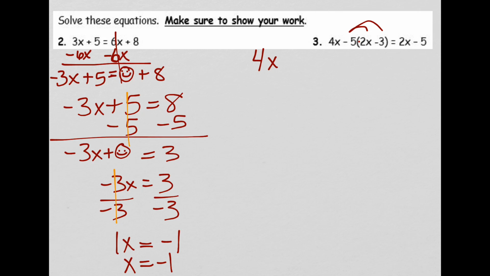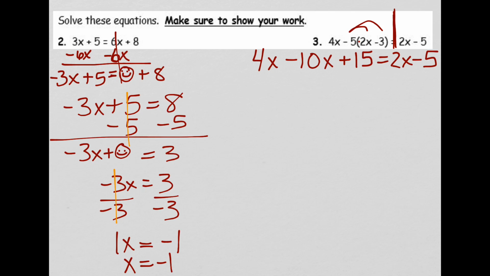Negative 5 times 2x is negative 10x. And negative 5 times negative 3, watch your signs, negative 5 times negative 3 is positive 15. And then the 2x minus 5 on the right-hand side of the equal sign hasn't changed, so I just recopied that. Okay, so remember your rules. You've got to simplify on one side. We're going to just, here's our equal sign.